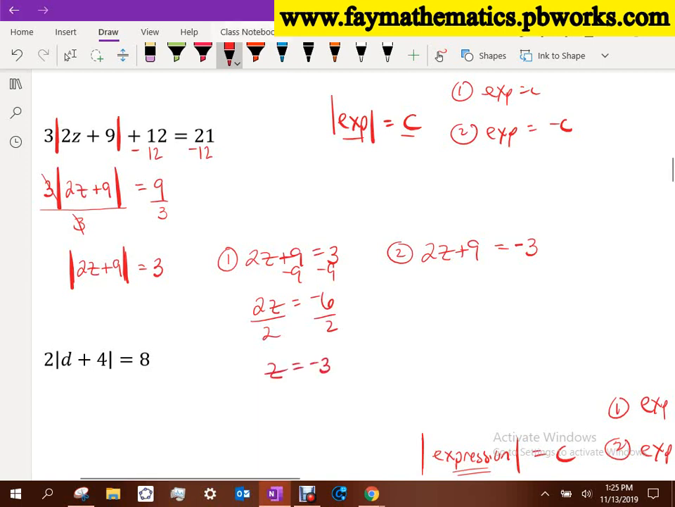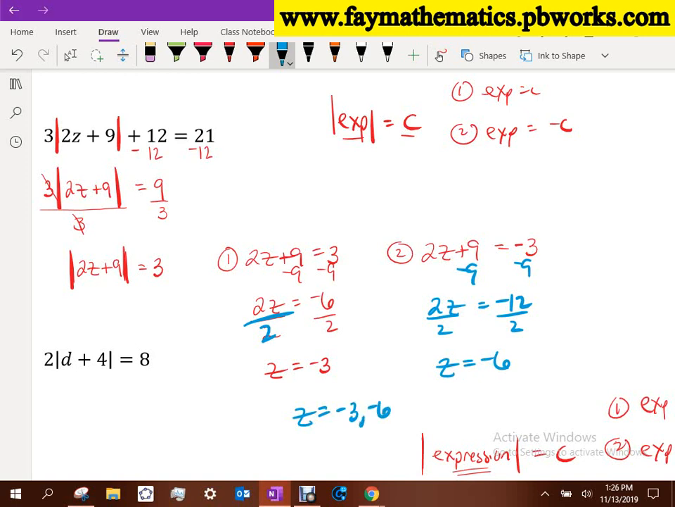Okay, so here's why I create both equations first. Because I subtracted 9 here, right? What are you going to do over here? Subtract 9. It's the same algebra both times. So 2z is equal to now negative 12, right? What am I going to do next? Divide by 2. I divided by 2 here, right? Got to do that again here. So z is equal to negative 6. So those are my two answers. z is equal to negative 3 and negative 6.